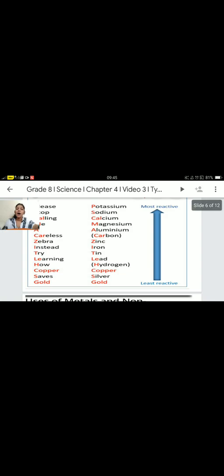Okay, so here you can remember the reactivity series. Here they have given you a short form for how to remember: "Please stop calling me a careless zebra, instead try learning how copper saves gold." So in this manner you can remember this reactivity series for solving the reactions.